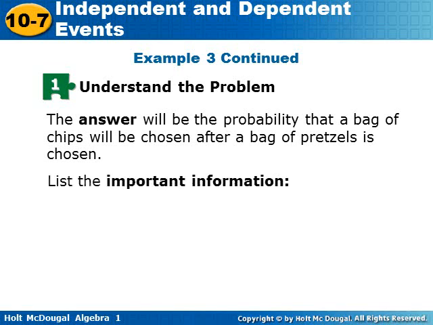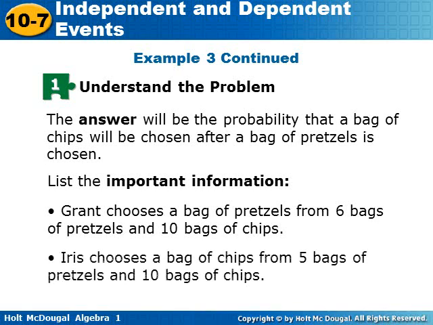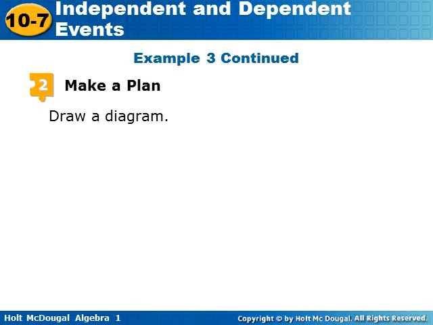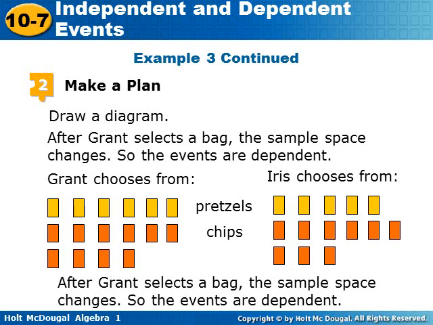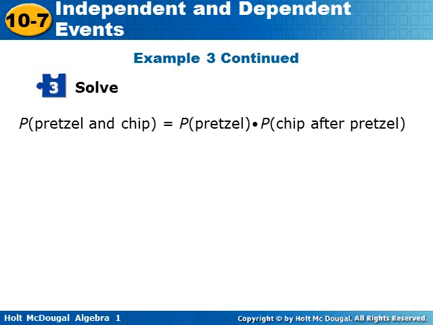List the important information. Grant chooses a bag of pretzels from 6 bags of pretzels and 10 bags of chips. Iris chooses a bag of chips from 5 bags of pretzels and 10 bags of chips. The reason the pretzels is down a bag is because we're assuming Grant chose 1 bag from the pretzels. If it's helpful to draw a diagram, you can see that the sample space that Grant gets to choose from has all the pretzels and chips, and then for Iris, there's 1 less bag of pretzels. After Grant selects a bag, the sample space changes, so the events are dependent.